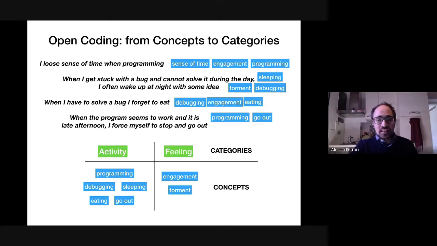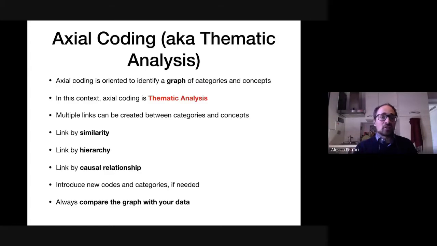So you already understand that the researcher here is playing a fundamental role in creating this theory, because at this level we are already creating the theory. We start from the concepts and create the categories, grouping into categories. Then we do the axial coding, the second step, which is, again, equivalent to thematic analysis for us. Axial coding is oriented to identify a graph of categories and concepts. Axial coding, in our case, again, is thematic analysis.